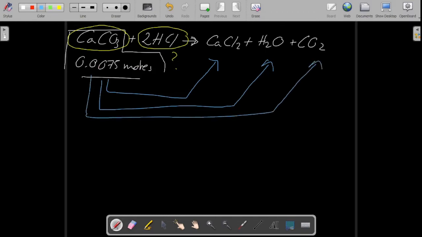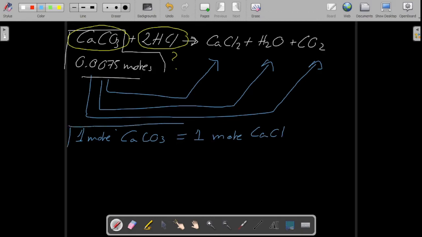I hope you see that is 1 to 1. Nothing is going to change, but we're going to do the math anyway, so you can see what we're talking about. Let's start by relating the calcium carbonate with the calcium chloride. According to the formula, the recipe says that 1 mole of calcium carbonate will produce 1 mole of this calcium chloride. So that's just reading the formula.